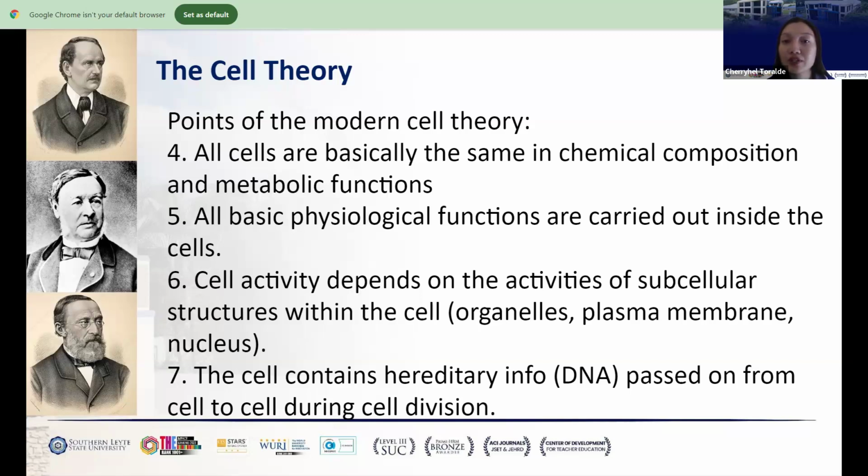For example, how it grows, how it reproduces, and how it uses energy in order to function, grow and develop. And then number five, all basic physiological functions are carried out inside the cells. For example, reproduction, right? An organism can reproduce, and also a cell can reproduce through cell division.